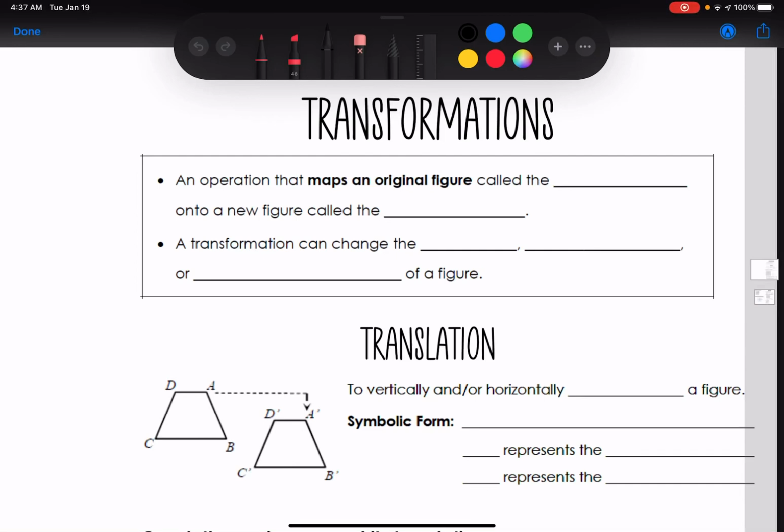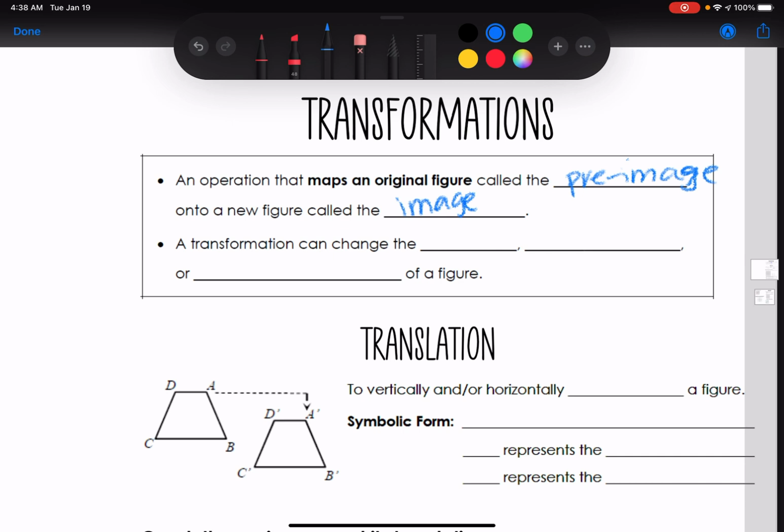Hi everybody, so we are going to be talking about transformations. Now, transformations, you guys have learned this before, so this is just kind of a quick recap, and we're going to be adding on to it. So a transformation is an operation that maps an original figure, and this is called the pre-image. Think back to your English prefixes. The pre is before, so pre-image is the before, the original, whereas the new figure is called the image.